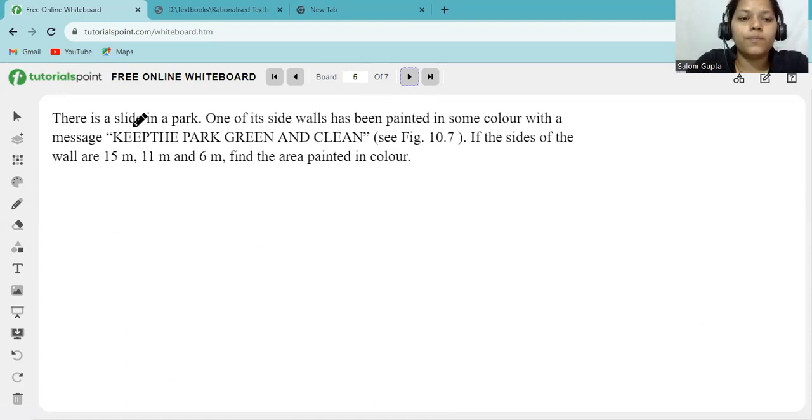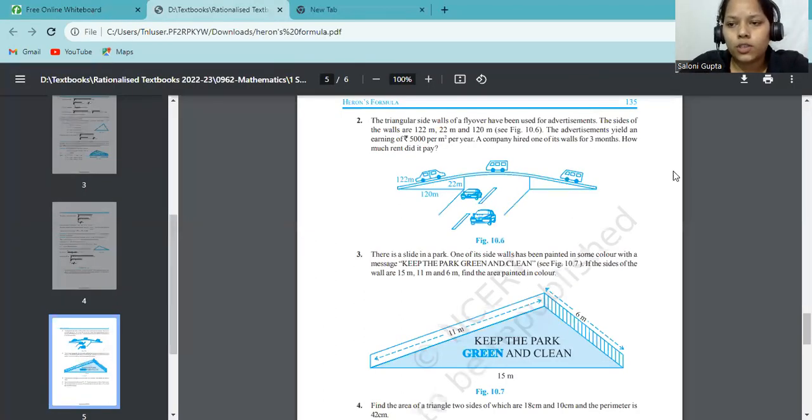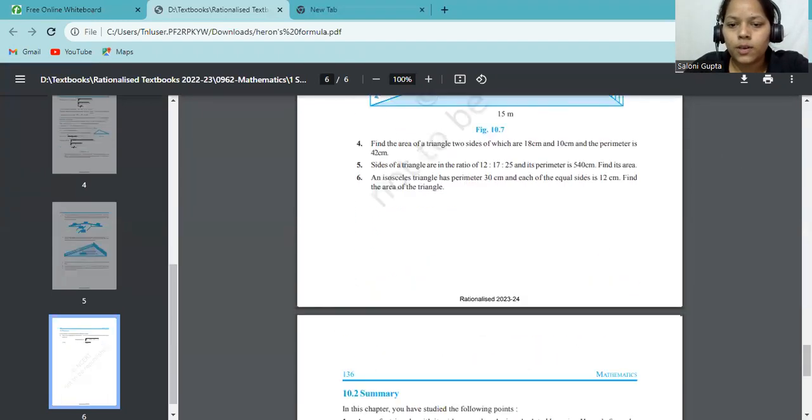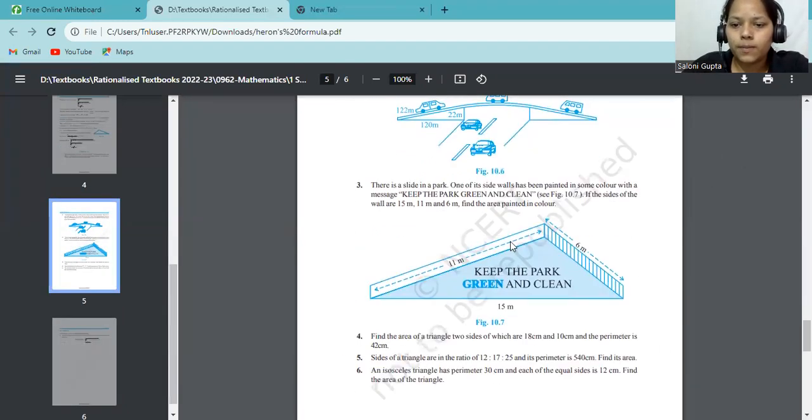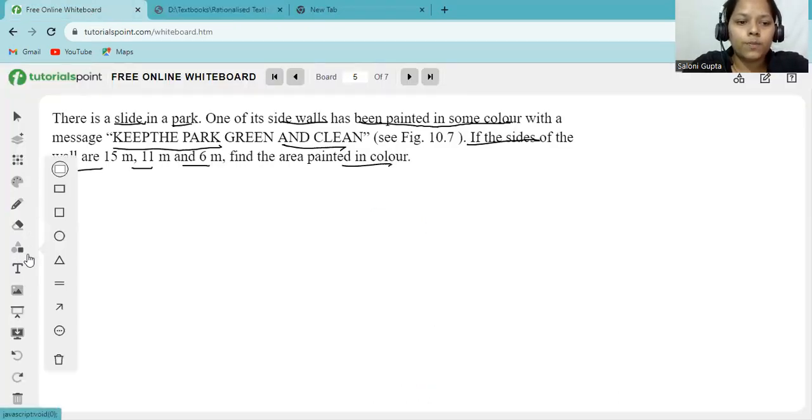So now let us do the next question. There is a slide in a park. One of its side walls has been painted in some color with a message, keep the park green and clean. If the sides of the wall are 15, 11 and 6, we have to find the area painted in color. So this is the simple question, and this is the diagram that is given in the book. The sides are given 11, 6 and 15. So you can make the diagram also.